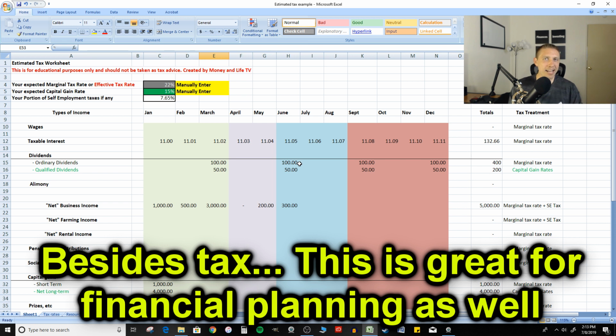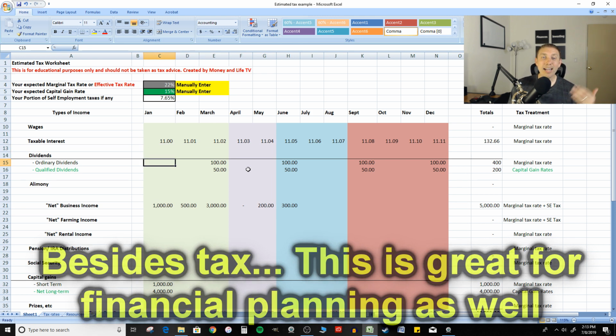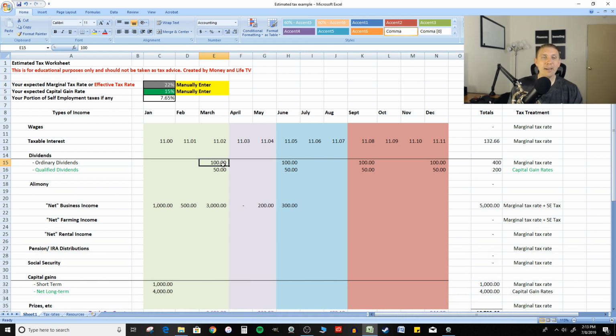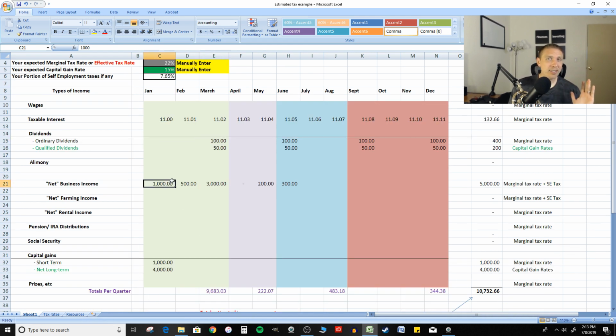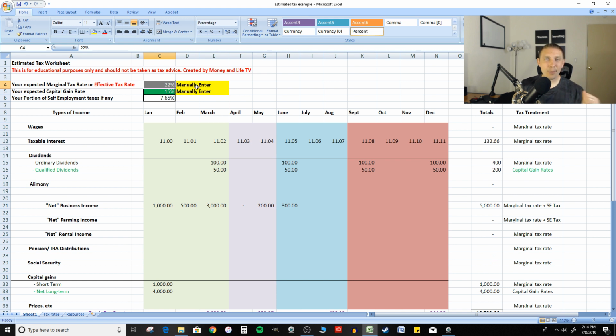This is like a tax planning mindset of how much taxable interest do you expect to receive throughout the year, how much in dividend income do you expect to receive throughout the year, and in each quarter along the way, how much business income do you expect to receive? Really, you're just forecasting the different types of income you're going to be making throughout the year. You're going to take into account your marginal tax rate and your capital gain rates.